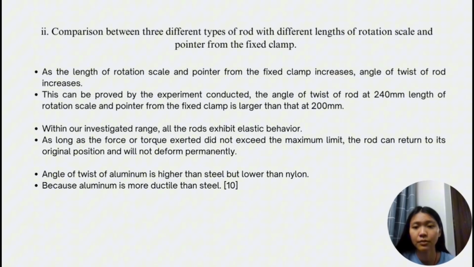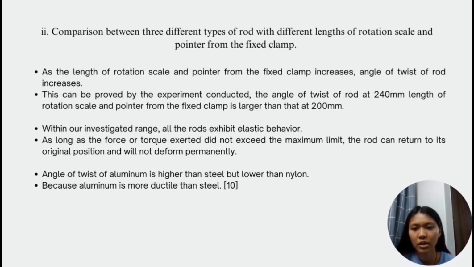As the length of rotational scale and pointer from the fixed clamp increases, the angle of twist of the rod increases. This can be proved by the experiment conducted. The angle of twist of the rod at 240 mm length of rotational scale and pointer from the fixed clamp is larger than that at 200 mm.